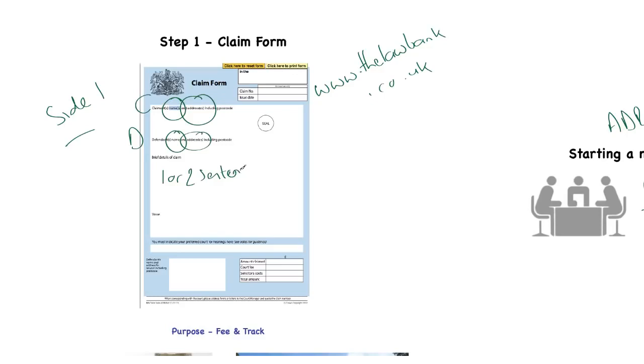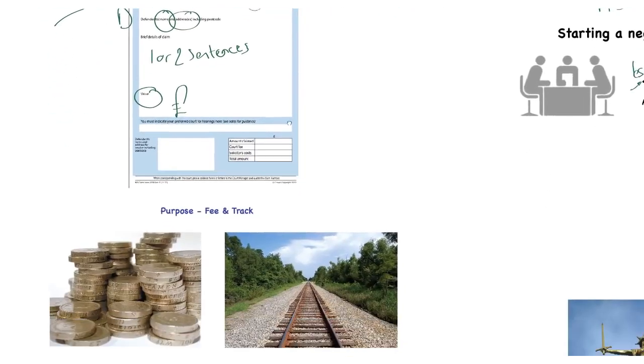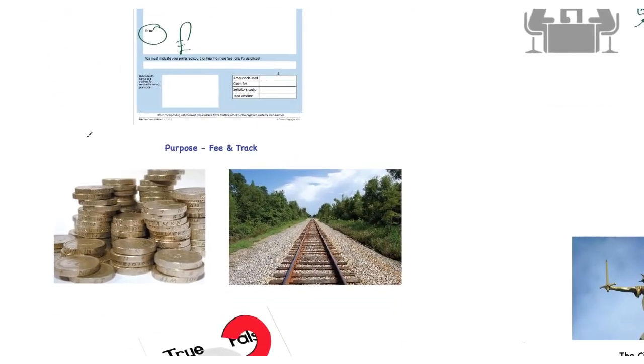Oh, I can't write tonight. So 1 or 2 sentences explaining the brief details of the claim and then the value, how much you think that's worth. The purpose for putting the value on the original claim form is it allows the court to see what is the fee payable. So how much they're going to charge you, and yes, this process is not free.